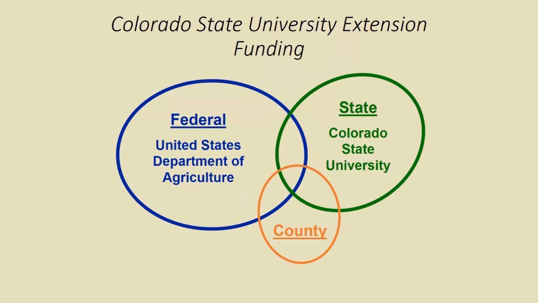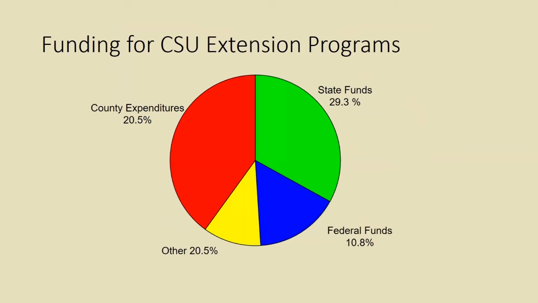Extension funding comes from 3 partners: the federal government through the U.S. Department of Agriculture, Colorado State University, and the local county. Here's a pie chart that shows the approximate contribution by each of the 3 partners. The day-to-day operation of the county extension office comes from the county budget. Some staff members are funded completely by the county, others are funded by CSU Extension, and some perhaps a combination of both.